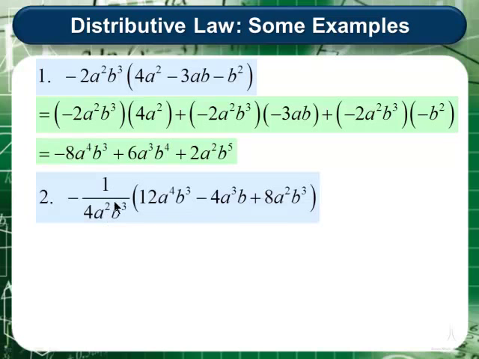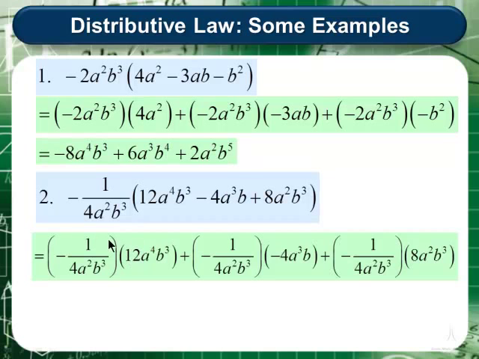Second example. Here we have the monomial on the left-hand side in front of the bracket as minus 1 divided by 4a squared b to the power 3. So as before, this particular expression must be multiplied with each one of the terms. There are 3 terms in the bracket in this case, according to the distributive law, and that must then be multiplied individually to find the terms of the final expanded version of this particular product. So let's see how that is done.